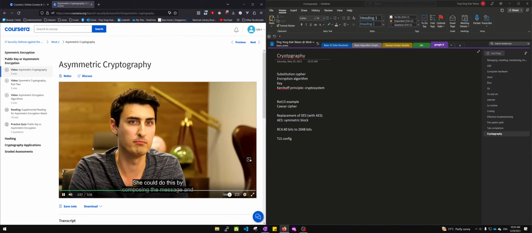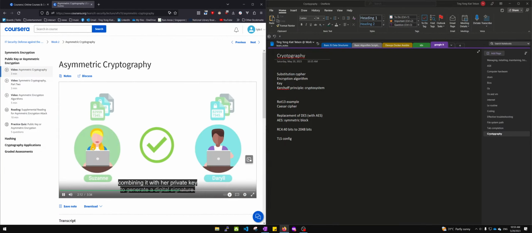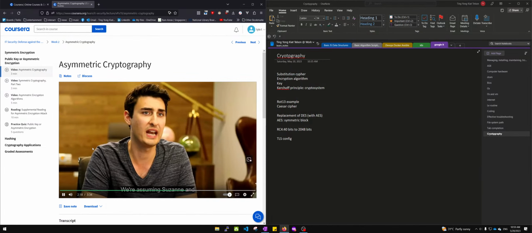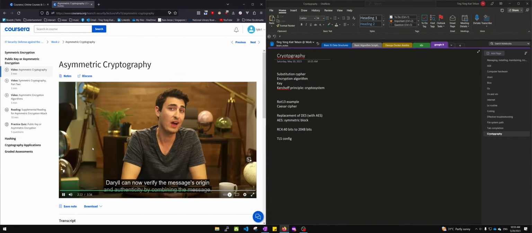She could do this by composing the message and combining it with her private key to generate a digital signature. She then sends this message along with the associated digital signature to Daryl. We're assuming Suzanne and Daryl have already exchanged public keys previously in this scenario. Daryl can now verify the message's origin and authenticity by combining the message, the digital signature, and Suzanne's public key.